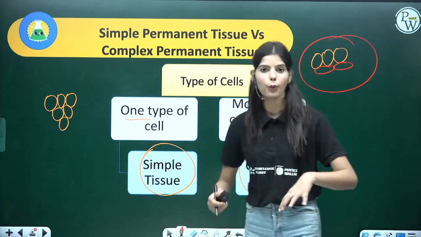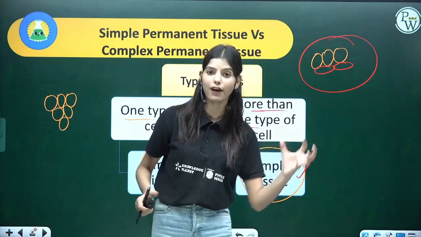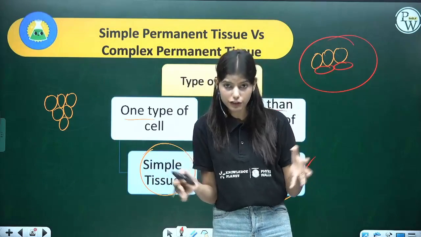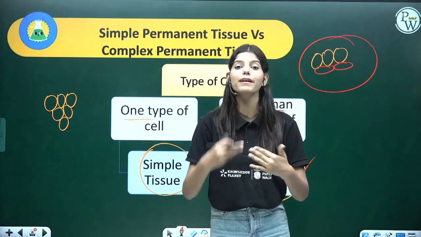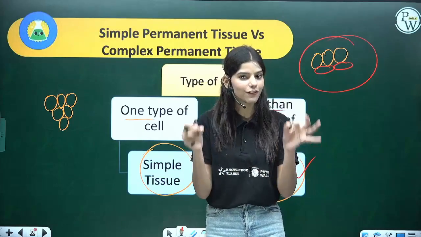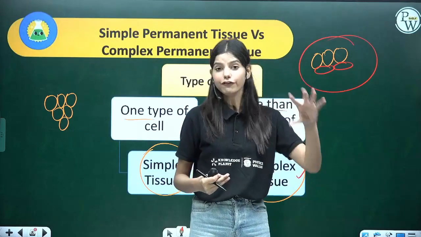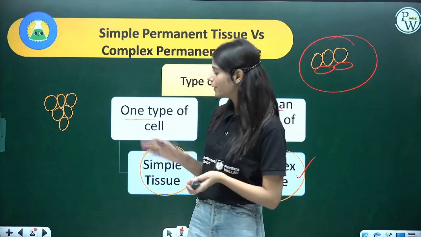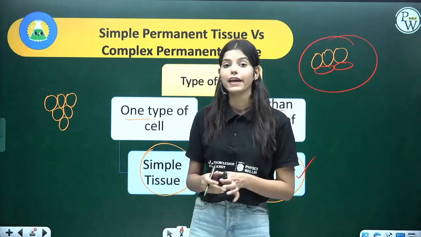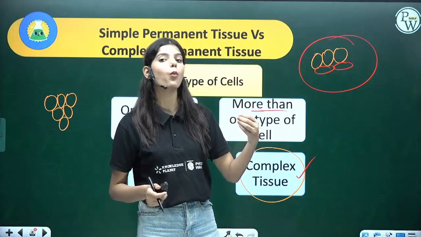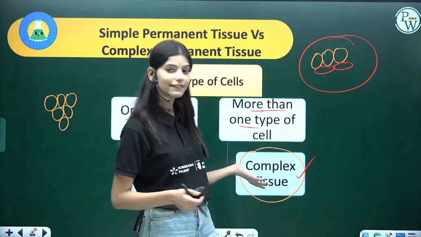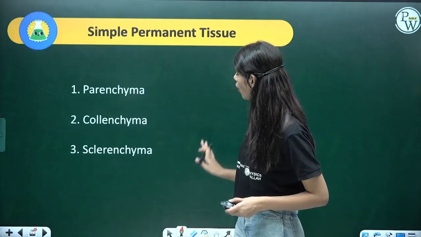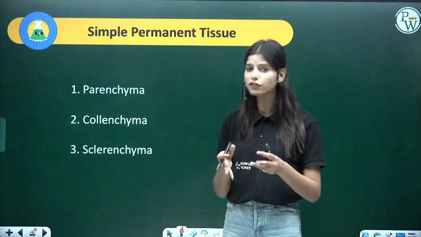So guys, we have talked about the meristematic tissue which can divide. Talking about the permanent tissue which has lost this ability of division, it can be of two types on the basis of what? On the basis of types of cells that it has. So if a permanent tissue has just one type of cell, it will be called simple permanent tissue. But if a permanent tissue has more than one type of cell, it is called complex permanent tissue. Now talking about the simple permanent tissue, it can be of three types, okay?